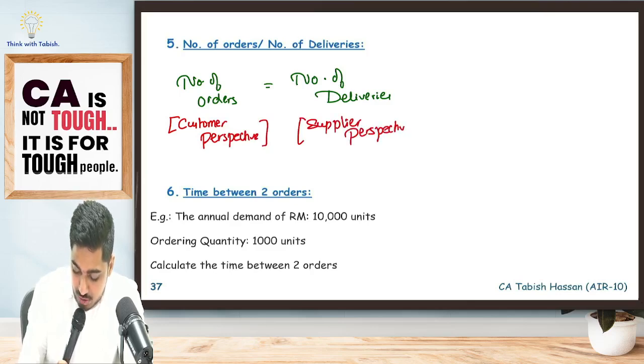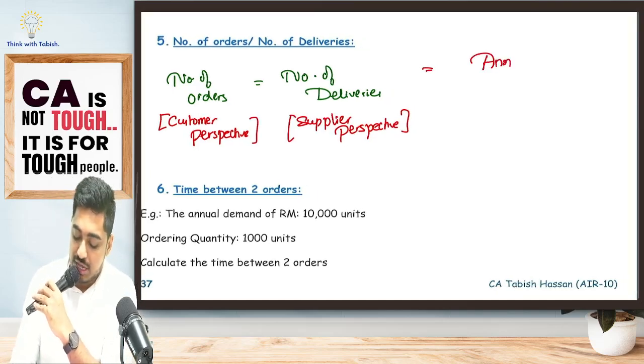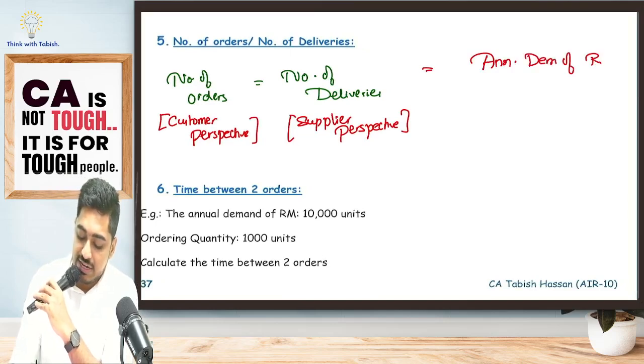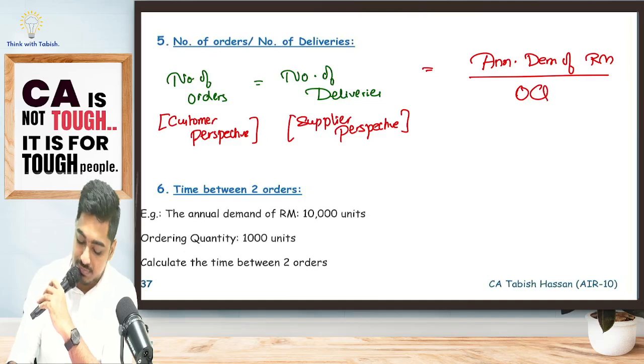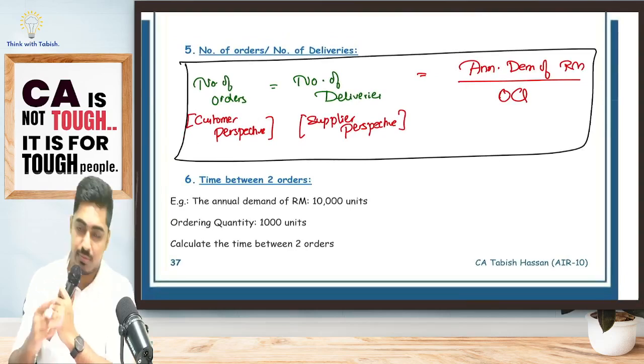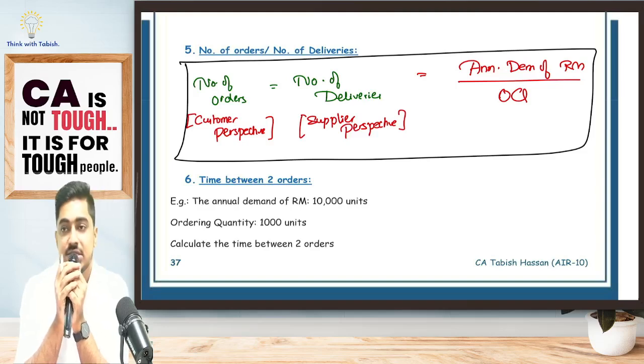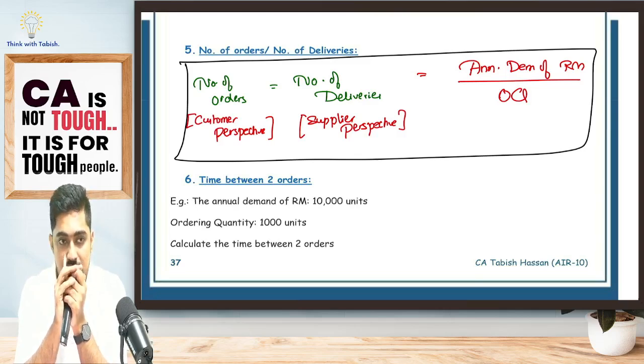And do we know the formula for number of orders? Yes, sir. Total how much do I want? Annual demand of raw material. Divided by every time how much I am buying? Ordering quantity. Yes or no, everyone? Finish it off quickly. Writing is over. Do it quickly, students. Over, everyone? Yes or no?